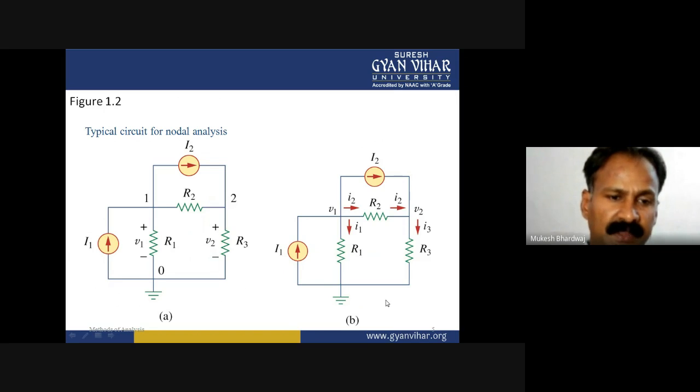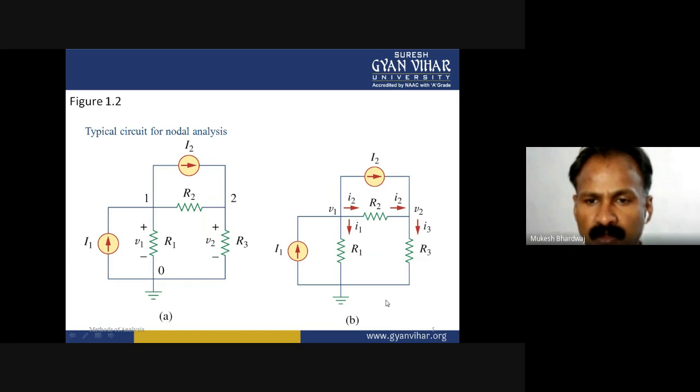In a circuit, a current source I1 and current source I2 are given, and the resistances R1, R2, R3 are connected, and their potential drops V1 and V2 need to be found out. So, for finding out V1 and V2, that is the potential drop on resistances R1 and R3, we are going to use the nodal analysis.